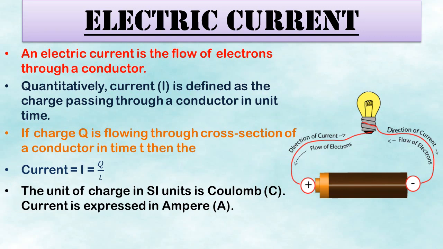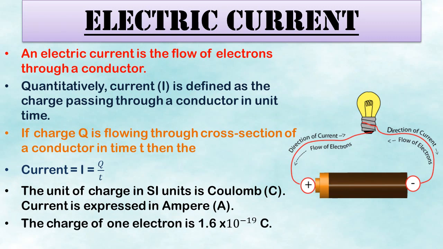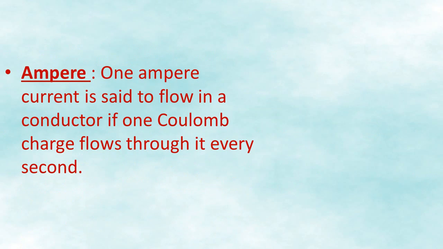Okay, and student, the SI unit of charge is the coulomb and current is expressed in ampere. The charge of one electron is 1.6 into 10 raised to minus 19 coulomb. That is so small. Now the definition of ampere: 1 ampere current is said to flow in a conductor if 1 coulomb charge flows through it every second. The formula is 1 ampere equals 1 coulomb divided by 1 second, that is unit time.